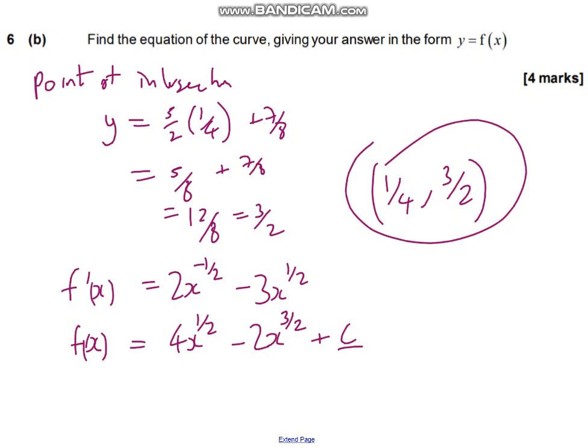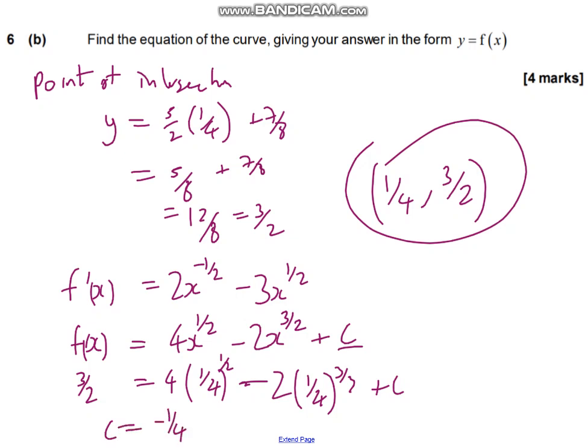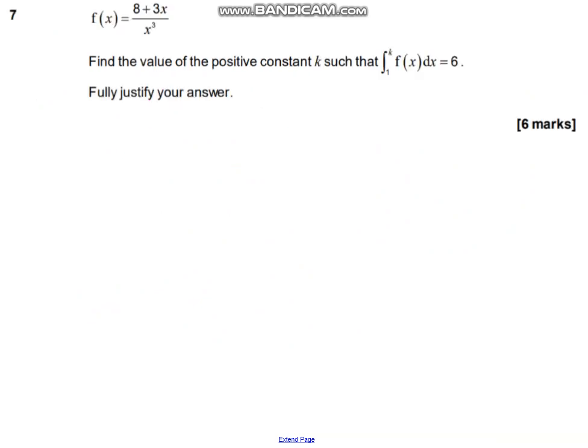So we're going to substitute these in here. And so we've got 3 over 2 coming in for what f of x is. It's going to be equal to 4 lots of a quarter to the power of half minus 2 lots of a quarter to the power of 3 over 2 plus c. So you just crunch all that out and you'll get c is equal to minus a quarter. So just punching that into your calculator, subtracting it from 3 over 2 will give you that. Therefore your final answer must be y is equal to 4x to the half minus 2x to the 3 over 2 minus 1 quarter. And I believe we've just got question 7 to go.